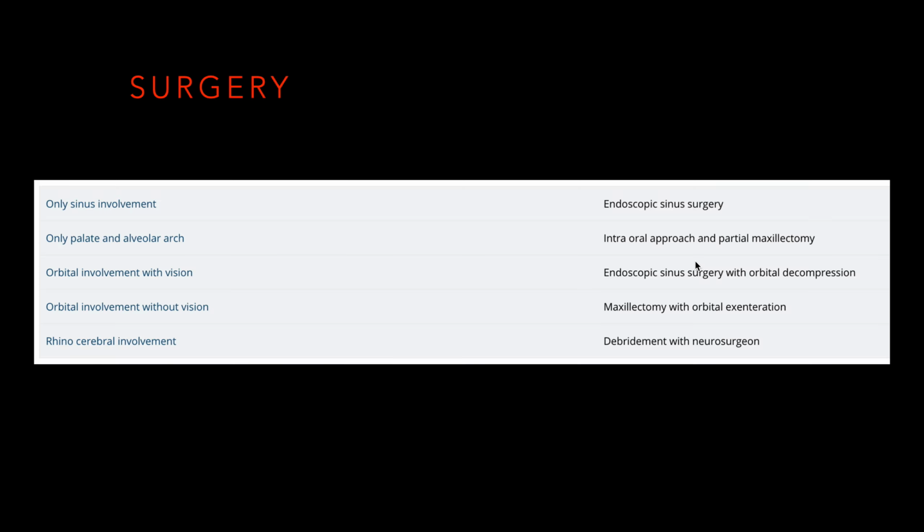And when is surgery needed? If there is only sinus involvement, endoscopic sinus surgery can be done, which involves debridement of the mucosa, whatever has been necrosed. And if there is palatal and alveolar arch involvement, they go through an intraoral approach and do a partial maxillectomy. And if there is orbital invasion, with vision or without vision, we need to classify the patients. If the vision is normal, then they do endoscopic sinus surgery with orbital decompression. And if there is no vision, if the vision is gone due to orbital involvement, then maxillectomy with orbital exenteration has to be done.